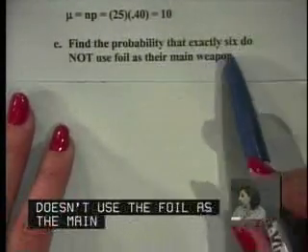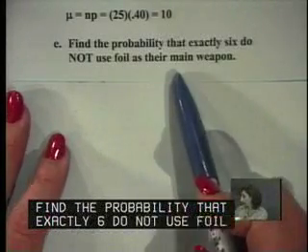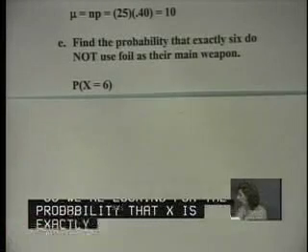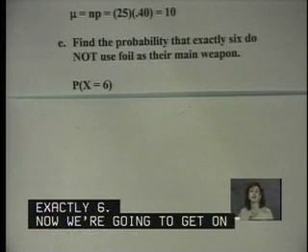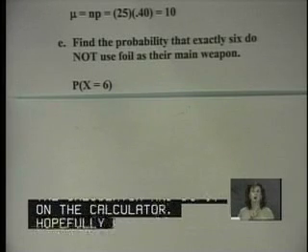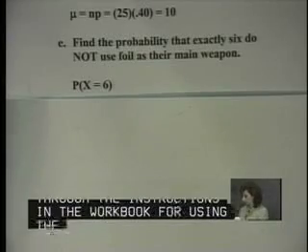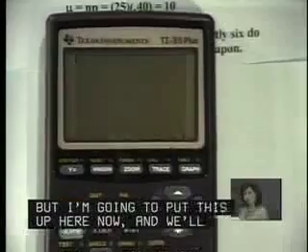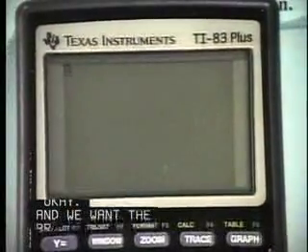Find the probability that exactly 6 do not use foil as their main weapon. So we're looking for the probability that x is exactly 6. Now we're going to get on the calculator and do it on the calculator. And hopefully you've gone through the instructions in the workbook for using the distributions. But I'm going to put this up here now, and we'll zoom right in here. Okay, and we want the probability that x is equal to 6.